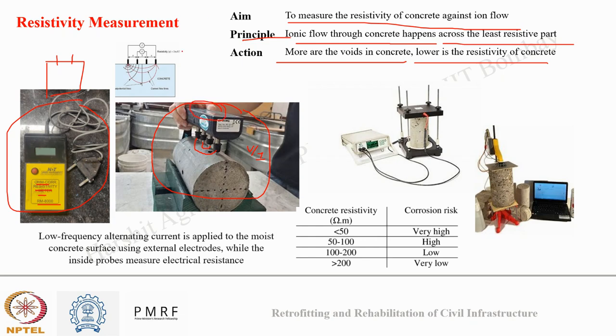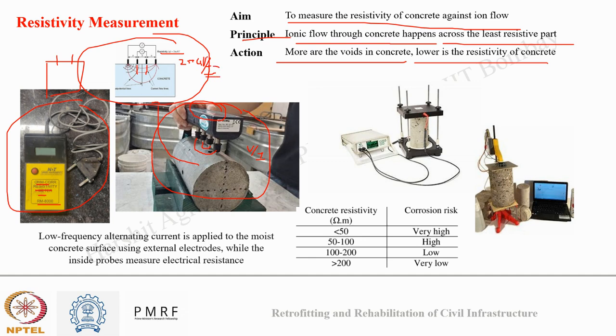Okay, so in this diagram, you can see the circuit which governs this testing. Across the external probes, the current is supplied, and across the internal probes, the potential difference is recorded, and the resistivity is given by 2 pi a into V by I. Here a is the distance between the probes, which is generally fixed at 50 mm. V is the recorded potential and I is the applied current.